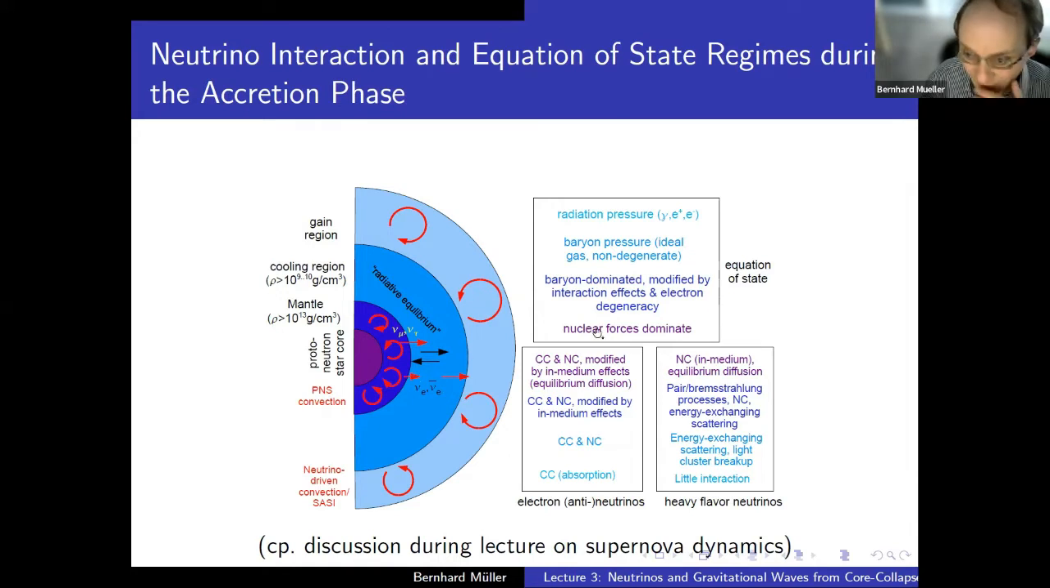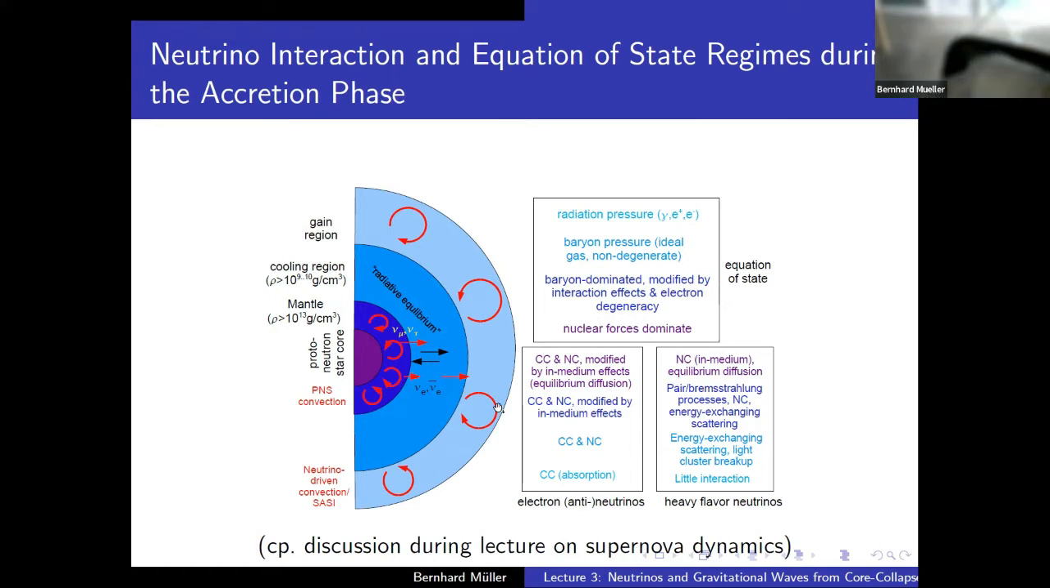And at the highest densities, in the proto-neutron star core, nuclear interactions dominate and dictate the equation of state. Here, the neutrinos are essentially close to thermal equilibrium with the matter and can be described by the diffusion equation. What starts to be very important for the transport of neutrinos here are these in-medium effects, more so than they would be in the mantle region.